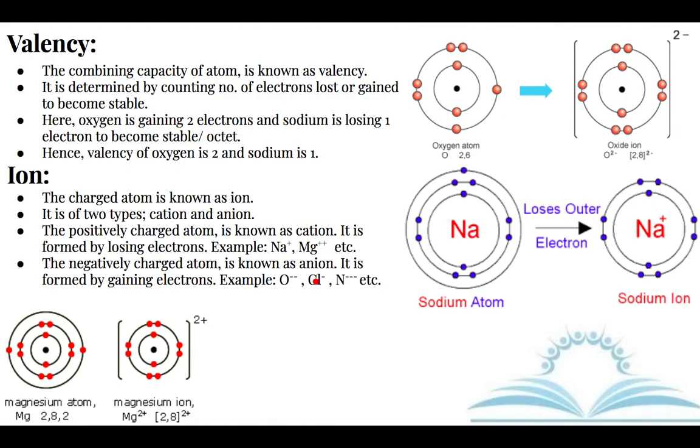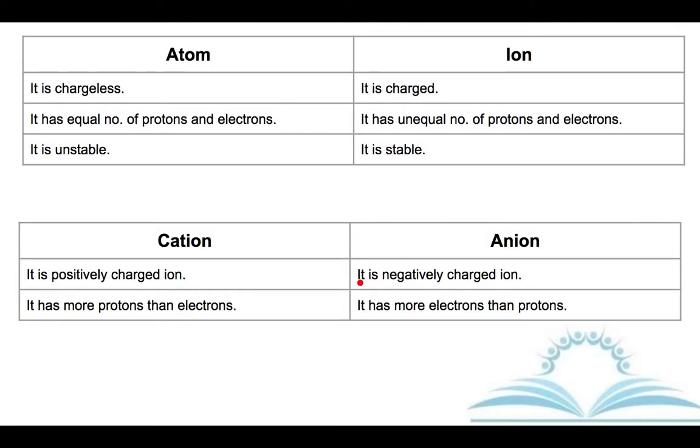And chlorine, if you remember, has 7 valence electrons. To become stable, it will gain 1 electron, so it has 1 negative charge. And nitrogen has 5 valence electrons, so it will gain 3 electrons to become stable, so it has a 3 minus charge. Now, differences between atom and ion. All natural atoms are chargeless because a natural atom has an equal number of protons and electrons. Whereas an ion is charged because it has either more protons or more electrons. That is why it is charged.